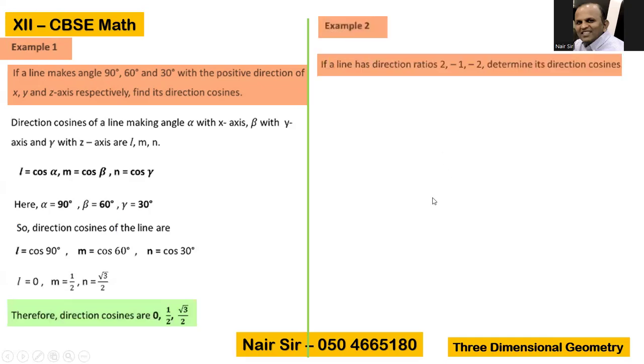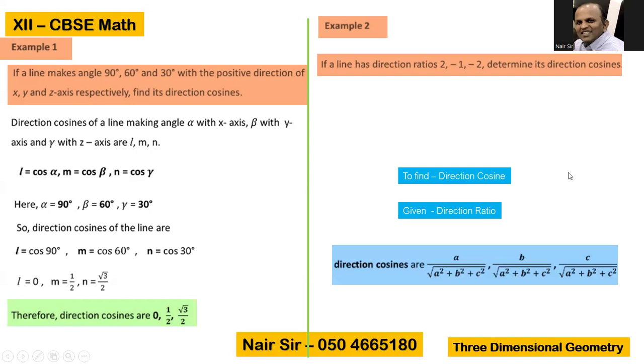Example 2. If a line has a direction ratio, now direction ratio is given, what is being asked? I've been asked to find the direction cosine, and I've been given the direction ratio. What's the formula? The direction cosine is a upon root of a square plus b square plus c square, b upon the same, c upon the same.